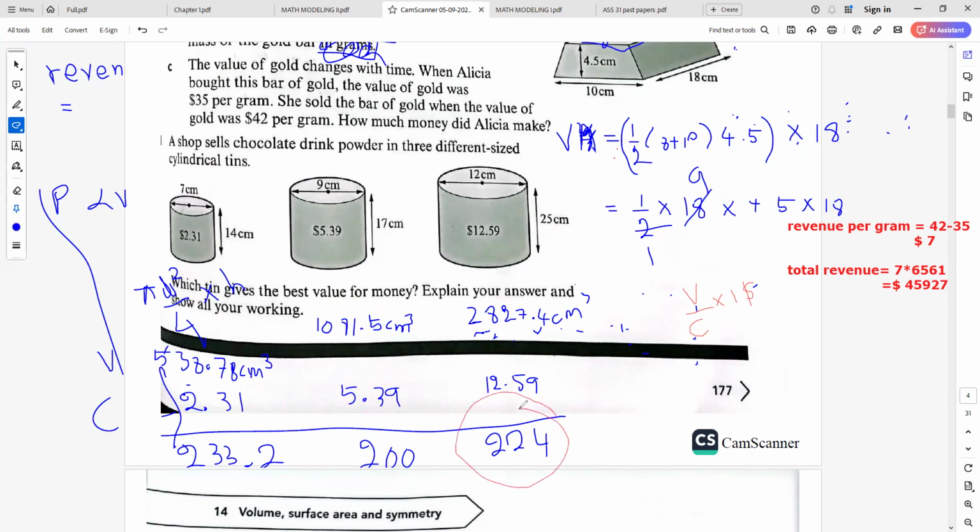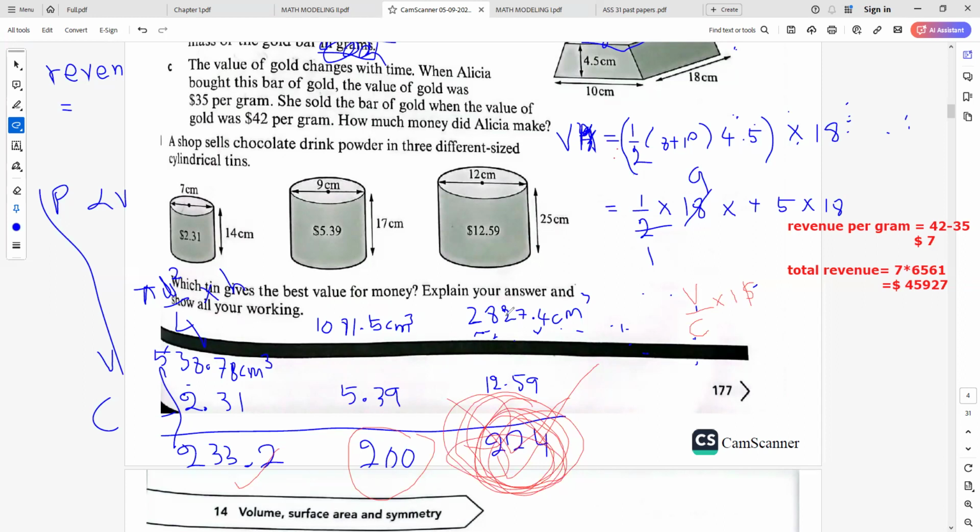So the third one will be the best because for $1, we get more chocolate drink. But for the second, for $1, we get only 200 milliliter. If we buy the second one, we get only a small amount for the money we spend, so that is not profitable for us. And for the first, it is moderate. So the best tin is the biggest.